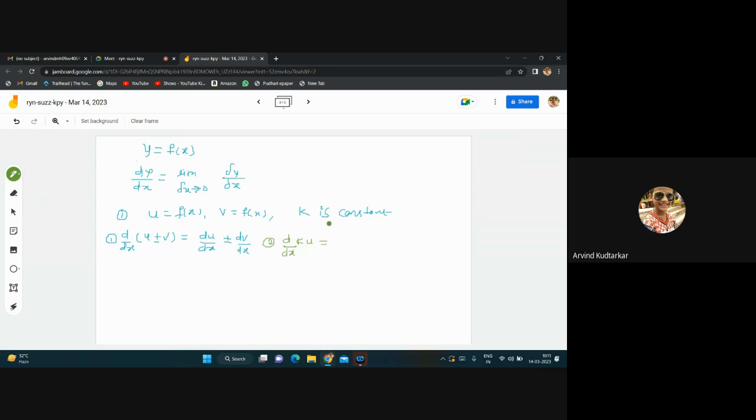So v into the derivative of u minus u into the derivative of v, upon the denominator square, and this is what the quotient law in differentiation is. That is called the division law in differentiation. Okay.